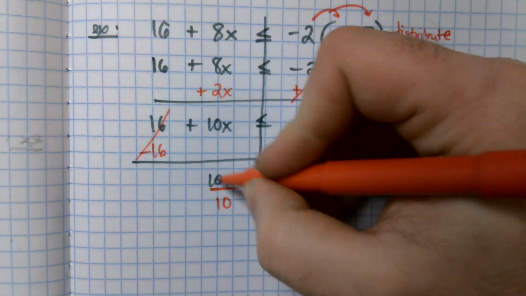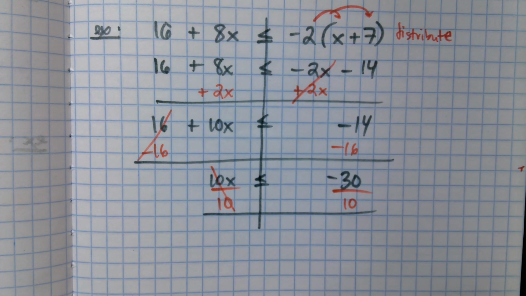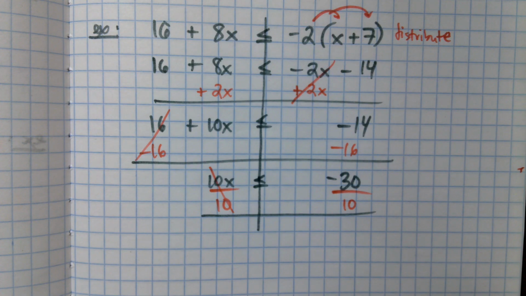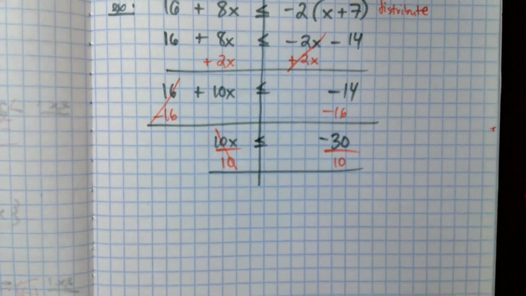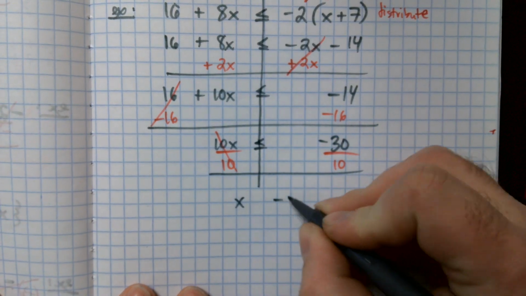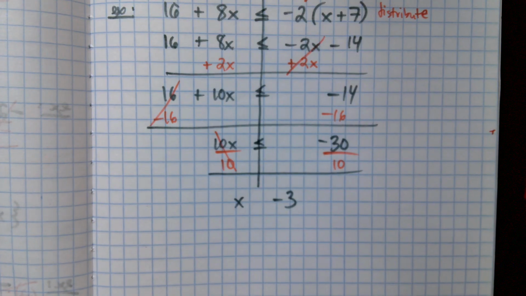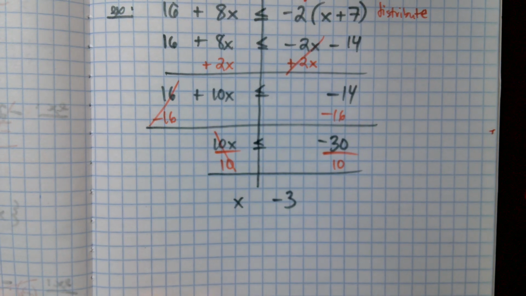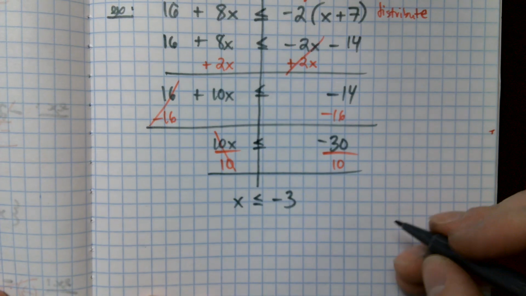What is 10 over 10? 1. Not 0. 1. Good job. Do I need to write 1 in front of my x, though? No. So I'll just cross them out. What is negative 30 divided by 10? Negative 3. Should I flip my symbol here? No. Why not? Because we're dividing by a positive, not a negative. So I get x is less than or equal to negative 3.